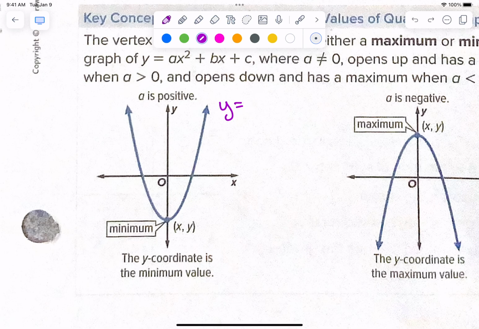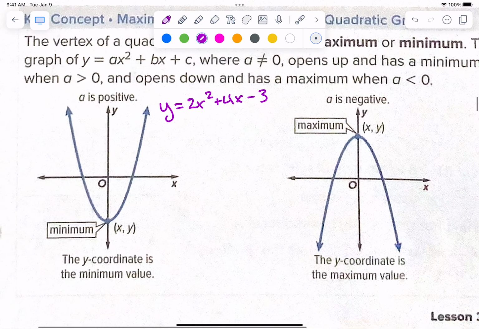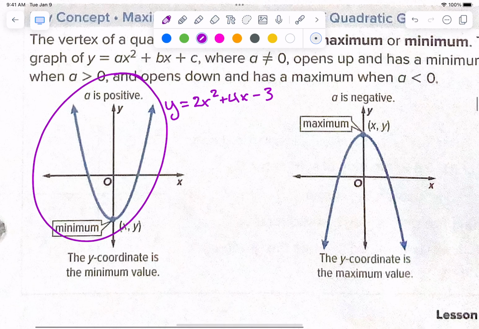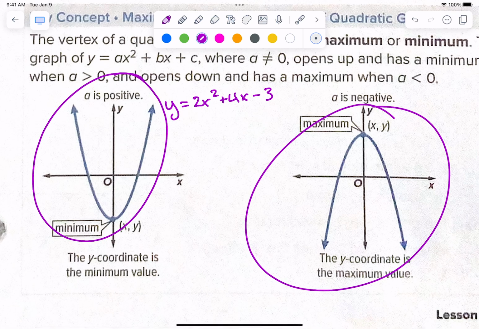Let's go 2x squared plus 4x minus 3. Okay. All right, here's another example. Down at the very bottom of this page, before we flip the page, they talk about having a maximum or a minimum. So if I'm looking at 2 parabolas, how do you know it's going to smile or frown?